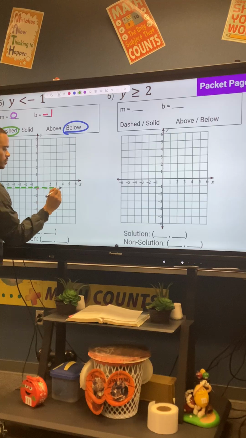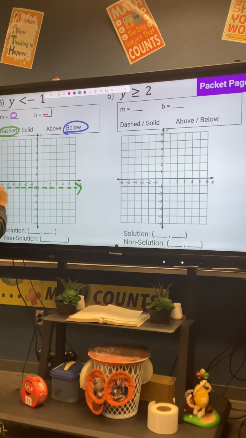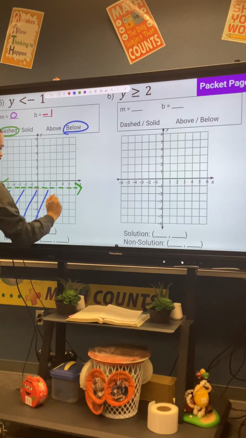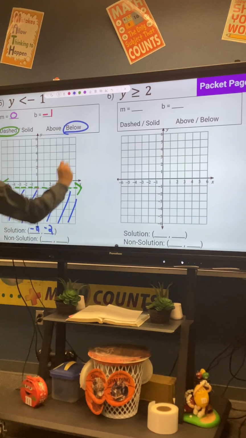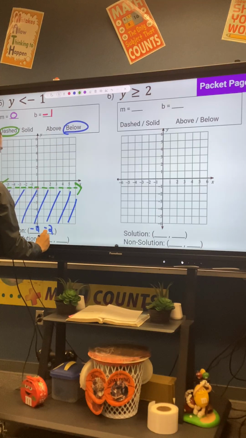So it should be a dashed line at -1. You should be shading below that line. I'm just asking you questions that you're going to need to ask yourself. Okay, we got a dashed line, we cross the y-axis at -1. Again, your solutions are in the shaded region. Is 0, 0 a solution or a non-solution? Non-solution, outside of the shaded region. Have we lost anybody yet? I don't think so.